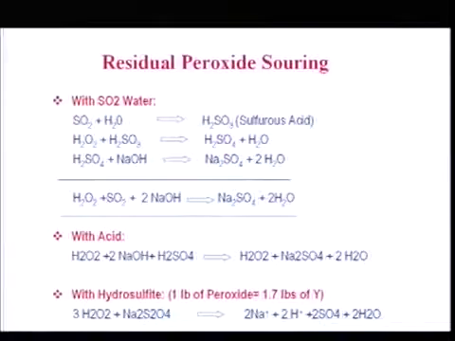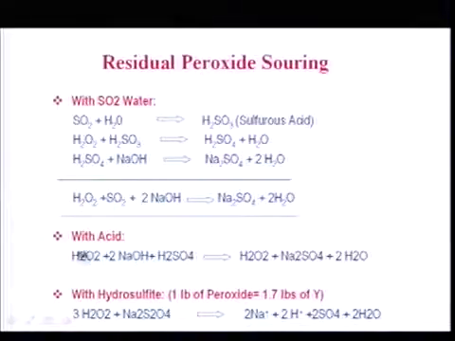Here is the residual peroxide souring process. Still some of the mills use sulfuric acid. They think they are neutralizing residual peroxide, but that's a wrong assumption. With the sulfuric acid, you are neutralizing only the alkali. If you look at this equation, peroxide and caustic react with sulfuric acid, peroxide is still there, only the caustic is neutralized to sodium sulfate. We did not neutralize the peroxide. This peroxide can go and take away your reductive chemical.